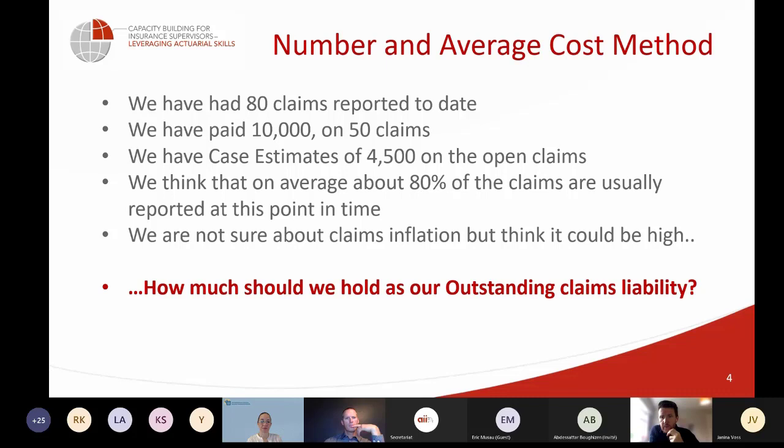But the fourth bullet point is quite important. We think that on average, 80% of the claims are usually reported by this point in time. This goes back to the IBNR question, where the claims have incurred but have not yet been reported. So if you have 80 claims reported to date, and we think that on average 80% of them are usually reported at this point in time, these are nice round numbers. Then think, what would be the total number of claims that will get reported?